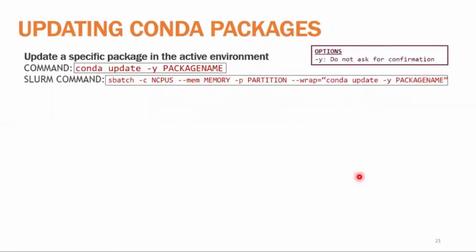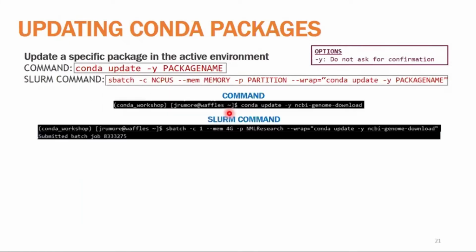Now, sometimes we change our mind and we want to make sure we're running the most current version of the package. So to do this, you can use the conda update command. This will always download the most recent version of the package in the active conda environment. So once the package has finished updating, you can run conda list again to verify that the package has been updated accordingly.